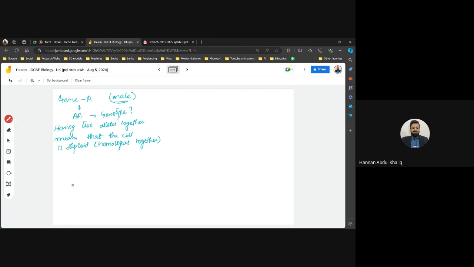Now what would happen? You need to make the gametes of this male. Now what would this male do with these alleles? The AA would separate from each other into different sperms. This would be a different sperm, and this would go in the different sperm. This happens during meiosis.